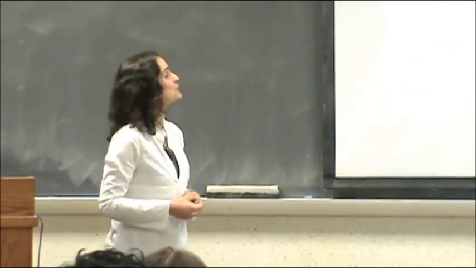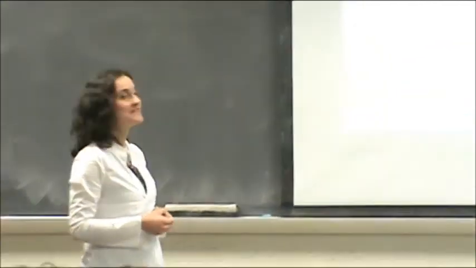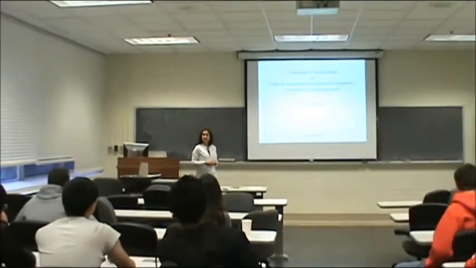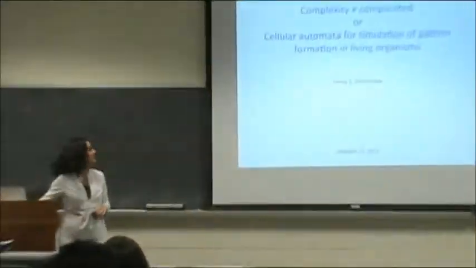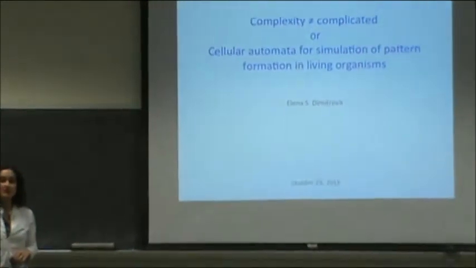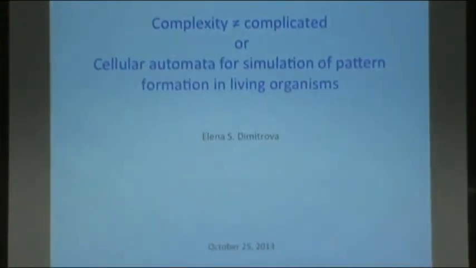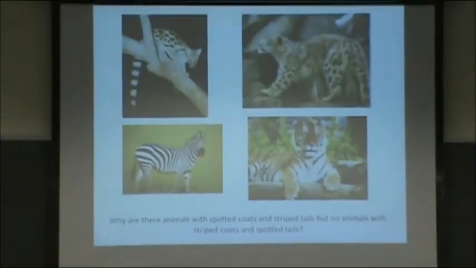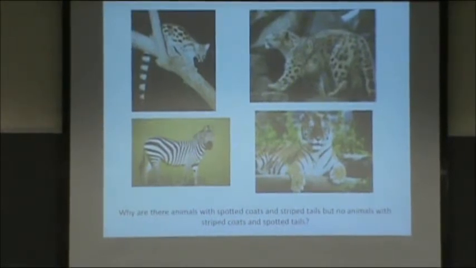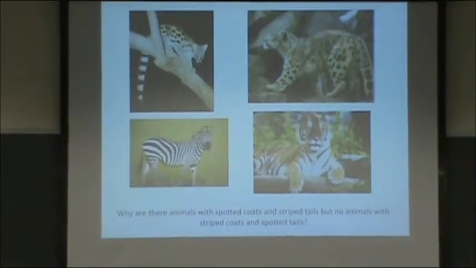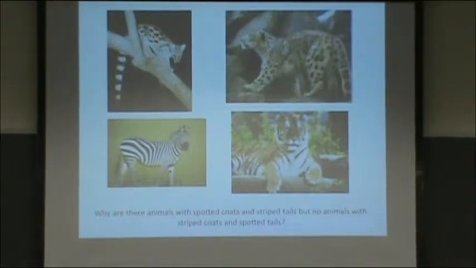All right, so I'll try to convince you that complexity doesn't necessarily mean the same thing as complicated. My examples will be mostly from biology, but there'll be some others. When I was in high school, my biology teacher asked us the following question: why are there animals with spotted coats and striped tails, but no animals with striped coats and spotted tails?